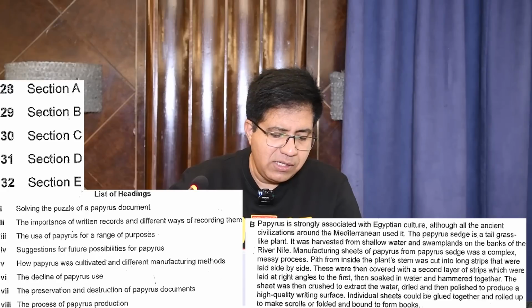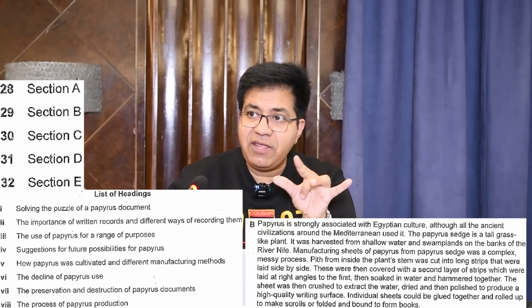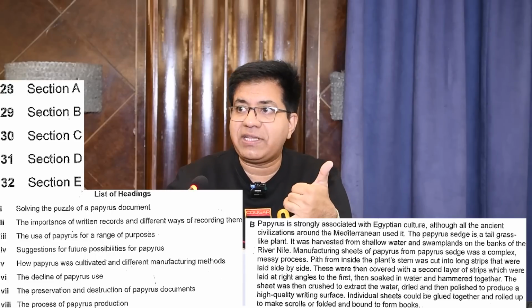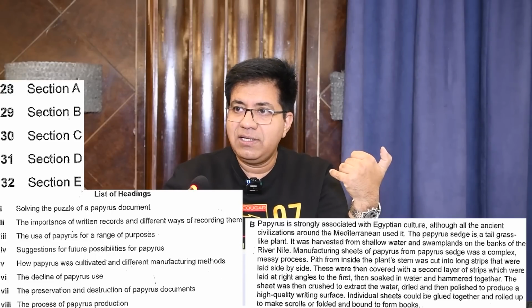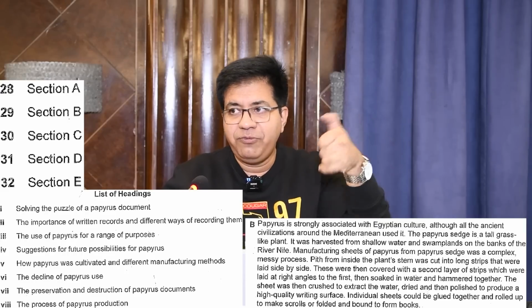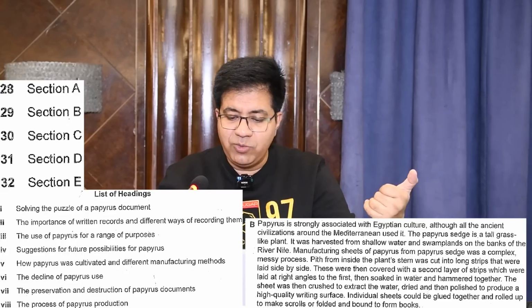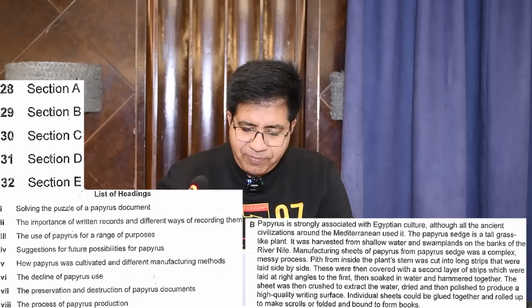Heading number 5. Heading number 5 is cultivated. Now cultivated and harvested are 2 opposite things. First you cultivate and then you harvest. So you cannot harvest before you cultivate and then you harvest. So it's not that. Leave it.